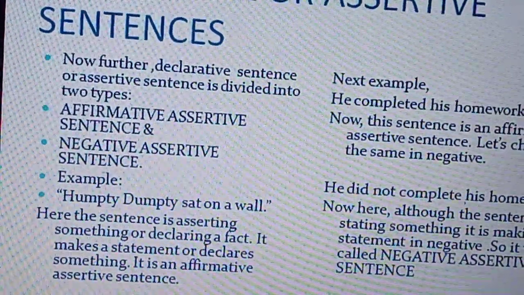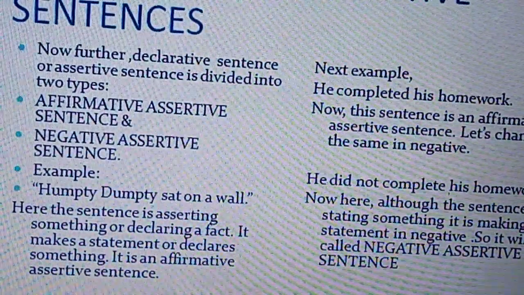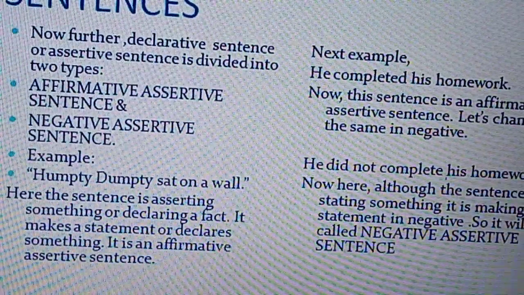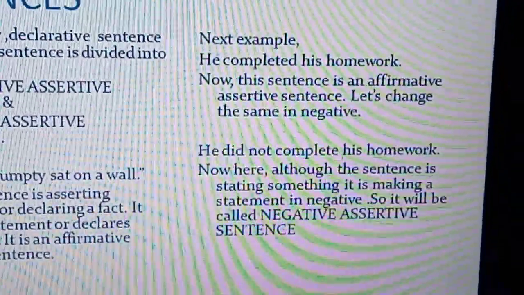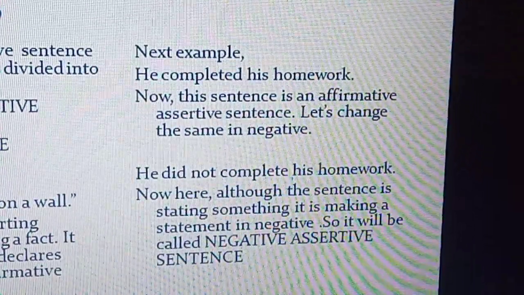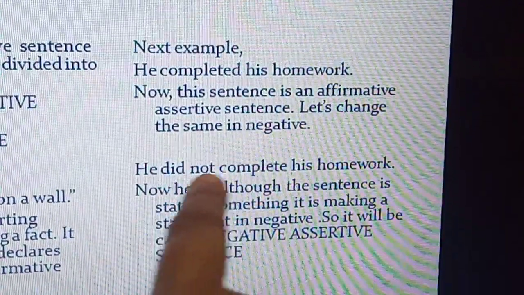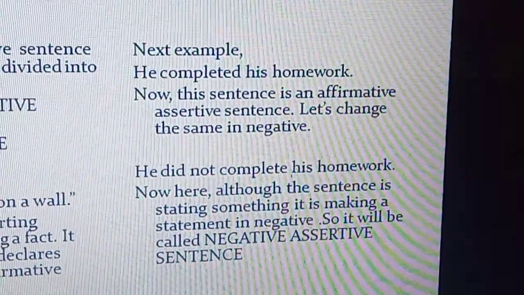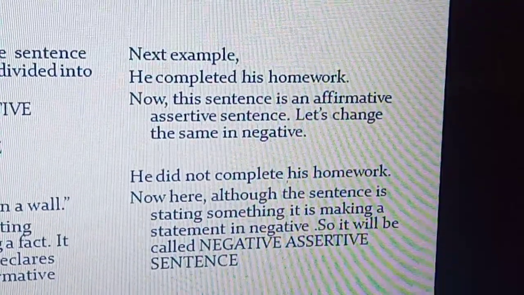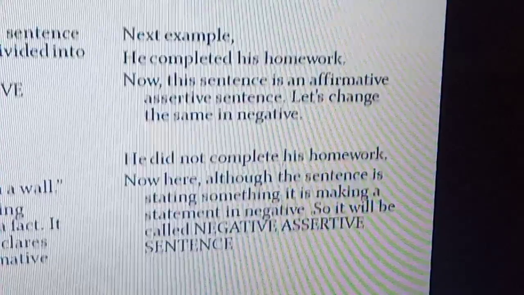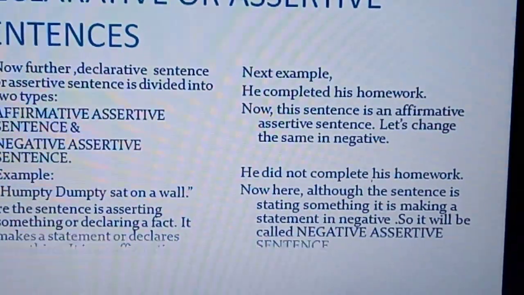Now next example, he completed his homework. Now this sentence is also an affirmative assertive sentence. Now let's change the same sentence into negative. He did not complete his homework. Now here, although the sentence is stating something, it is making a statement in negative. Why? Because we added here did not. So the sentence is in negative, and thus we can say that this sentence is a negative assertive sentence. So like this, there are two types of declarative or assertive sentence. First is affirmative assertive sentence and second is negative assertive sentence.